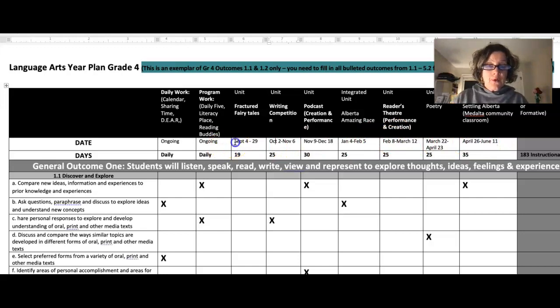I like to do this in chronological order, or else, if it bounces around, like if you did all of your units here, and then you put this integrated unit over here, but then it was out of chronological order, in my mind, it doesn't make sense. I want to be able to say, okay, this is how I'm doing my year. This is what it'll look like.